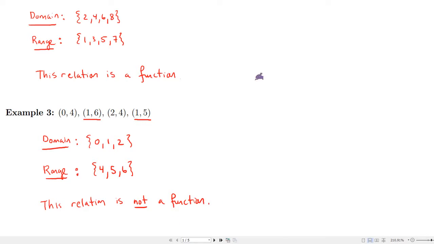Relations are still important. We have seen, and will see, examples of nice equations that describe these relations, and they may or may not be functions.